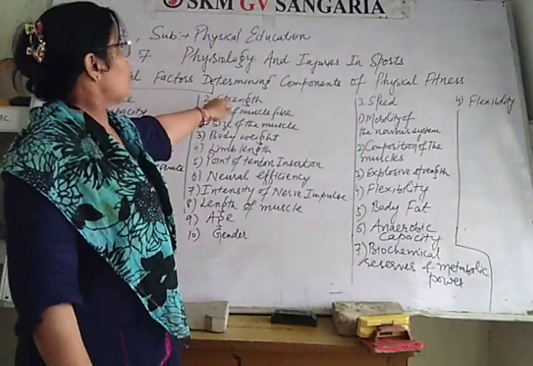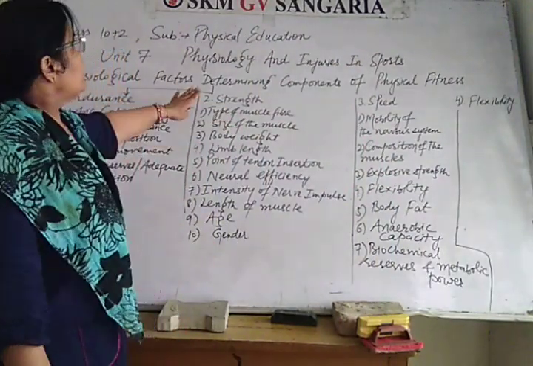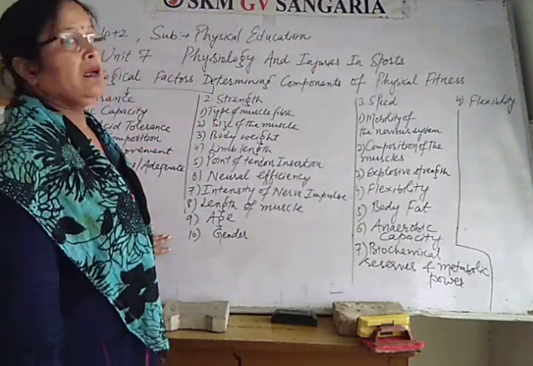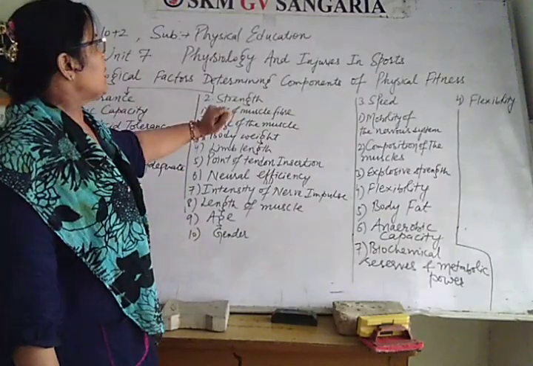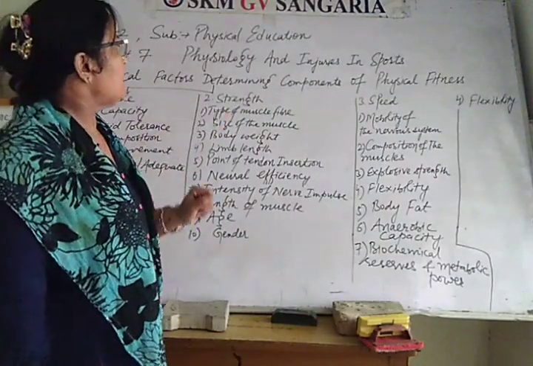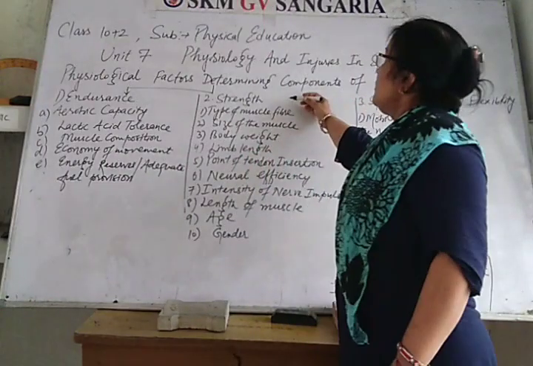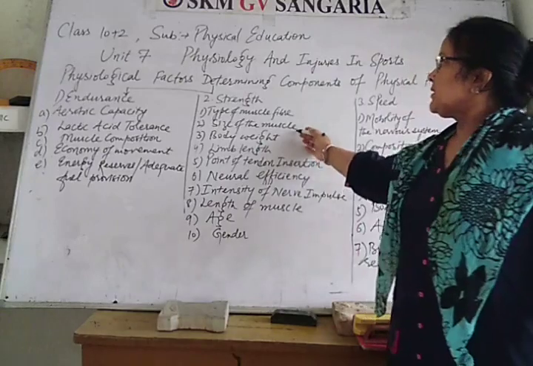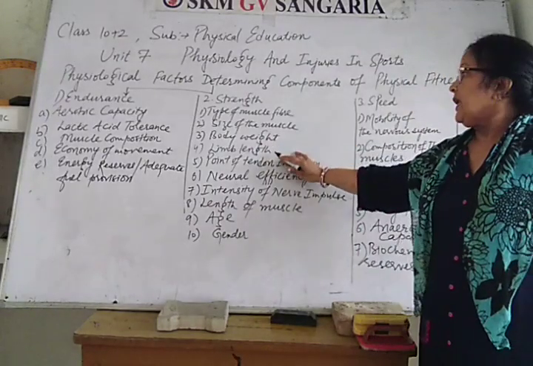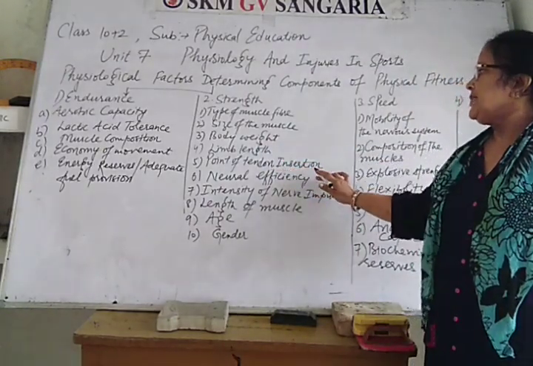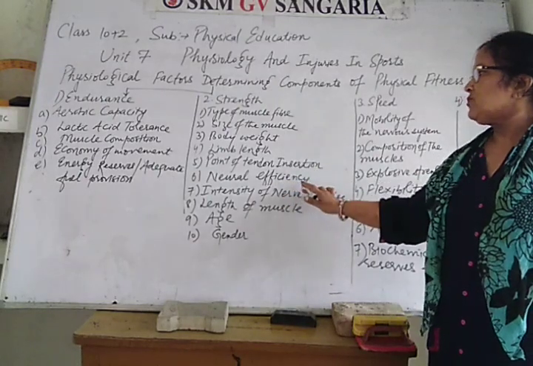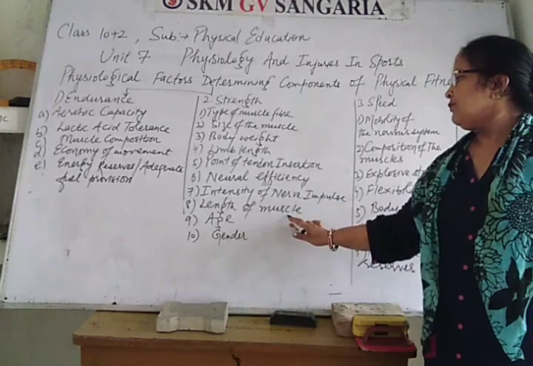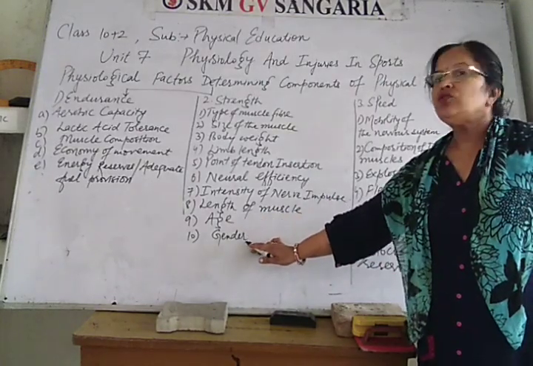The other, number 2, is strength. Strength is also determined by type of muscle fiber, size of the muscle, body weight, limb length, point of tendon insertion, neural efficiency, intensity of nerve impulse, length of muscle, age, and gender.